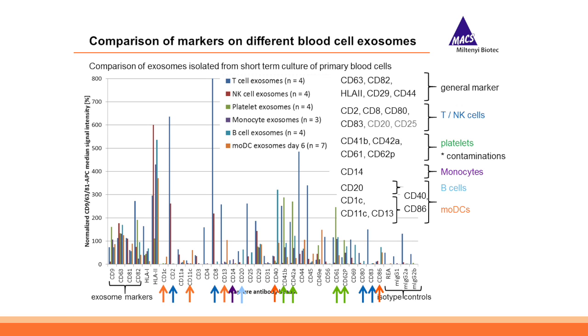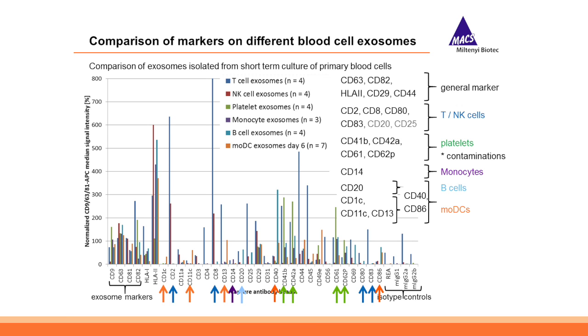And of course, we have also some markers which are detected not on a single cell type, but on several cell types like CD40 and CD86, which have been detected on B cells and dendritic cells. So we could detect markers which would allow to pinpoint exosomes found in the plasma to the original cell type.